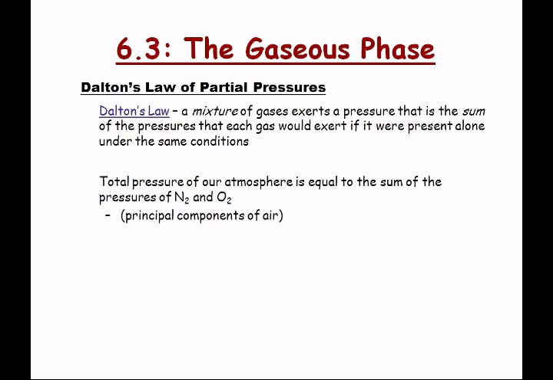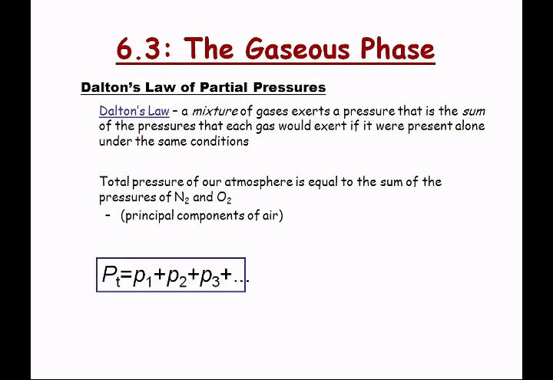Okay, so let's talk about Dalton's law now. Dalton's law is a mixture of gases exerts a pressure that's the sum of the pressures that each of the gases would exert if it were present alone under the same conditions, okay? So what does this mean? You got a mixture of gases. The total pressure equals the pressure of one of the gases plus pressure of the other gas plus the pressure of the other gas, okay? So if we look, we want to know, well, what's the pressure of air? Well, if it's at sea level, it's 1 atm. That equals the partial pressure of nitrogen plus the partial pressure of oxygen, because those are the two major components of air.